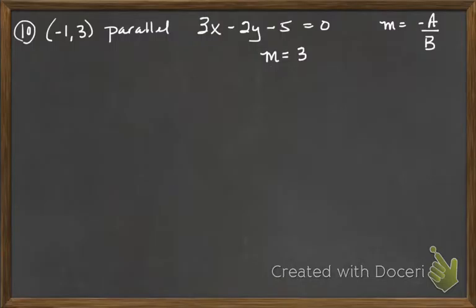A is in front of your x. B is in front of your y. So I'm just going to show you the shortcut. If you remember it, great. Most of you are probably just going to solve for y, which is the longer way. But if you understand it, that's all that matters.